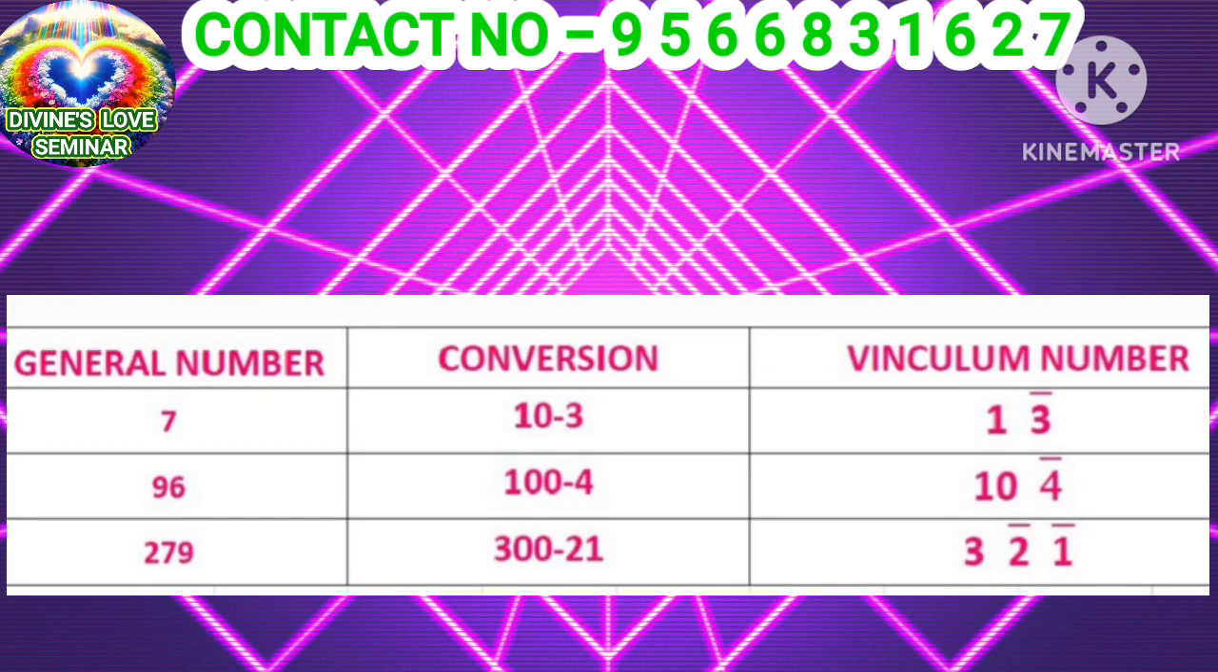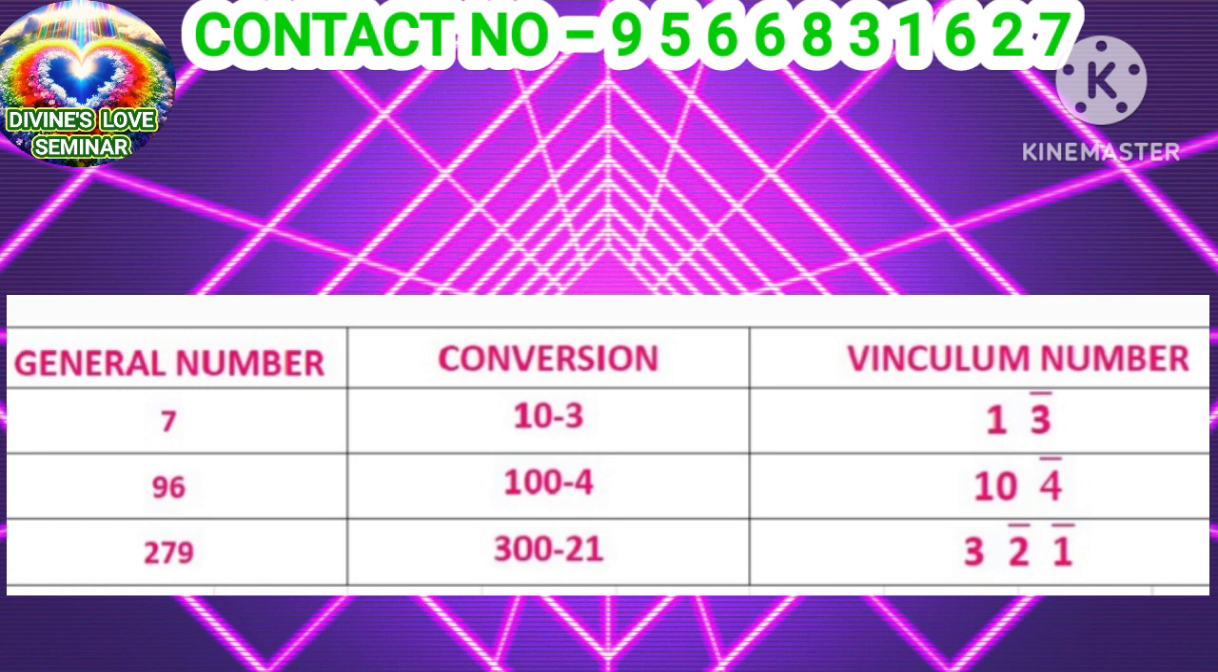Now we will see the general number conversions, vinculum number. General number 7, how will we write it? 10 minus 3 is 7, that you all know. Vinculum number, how? 1, 3. That is, we have to add these: 10 plus 3 is 13. But here 1, 3 you have to write separately, and above 3 we should put a bar.